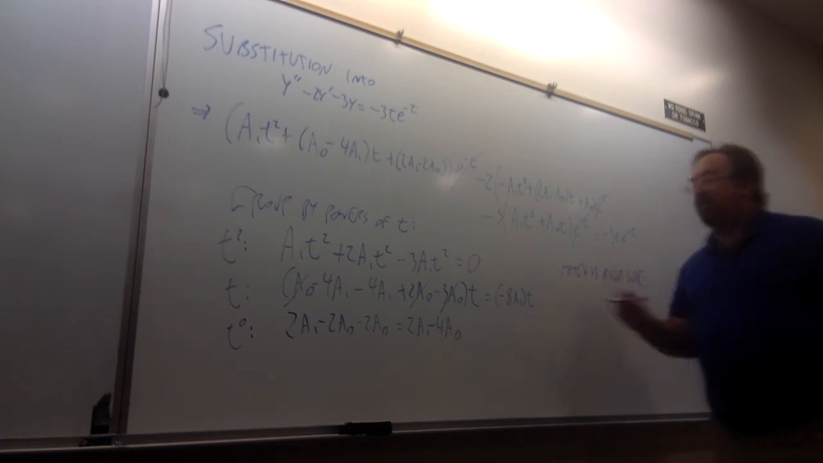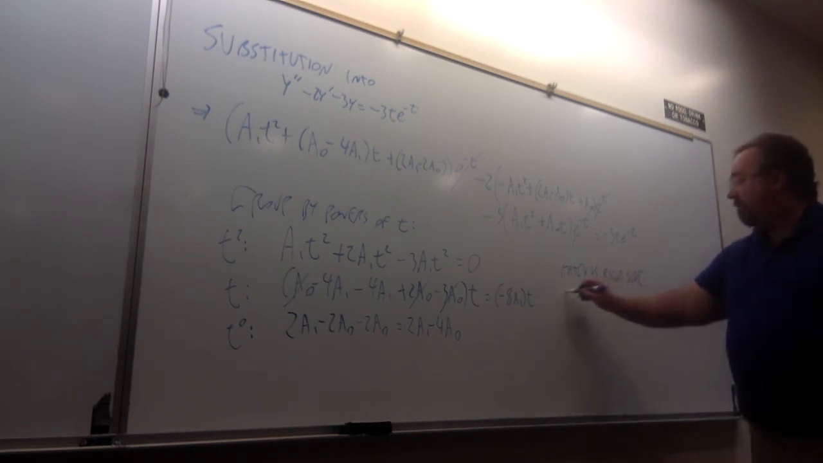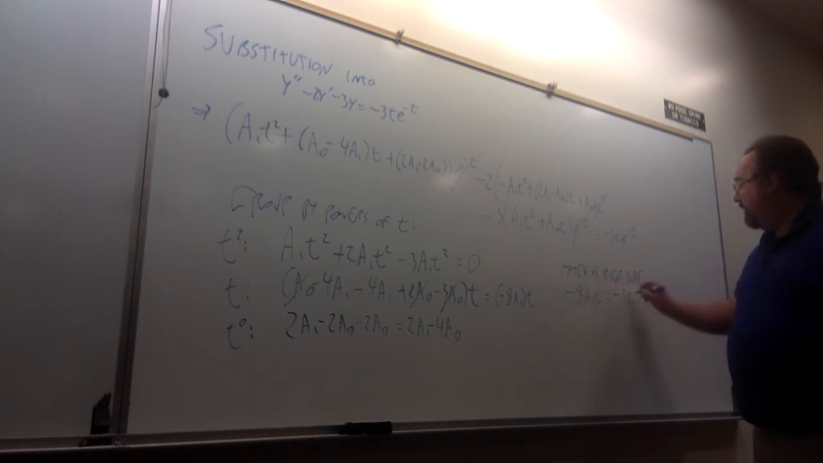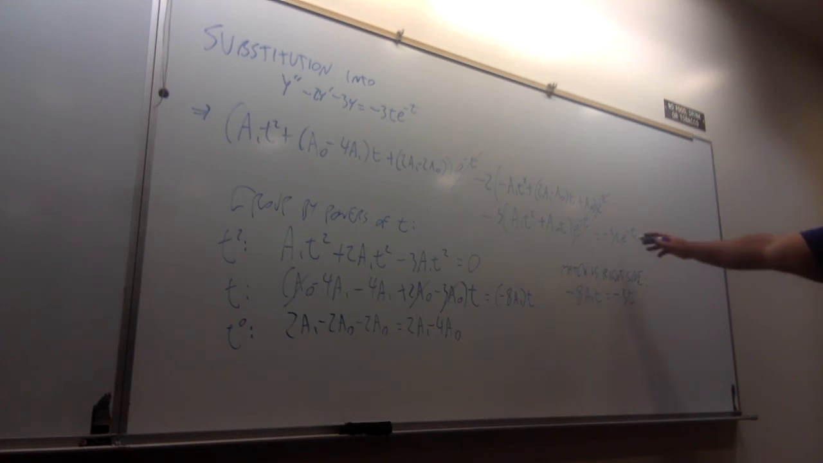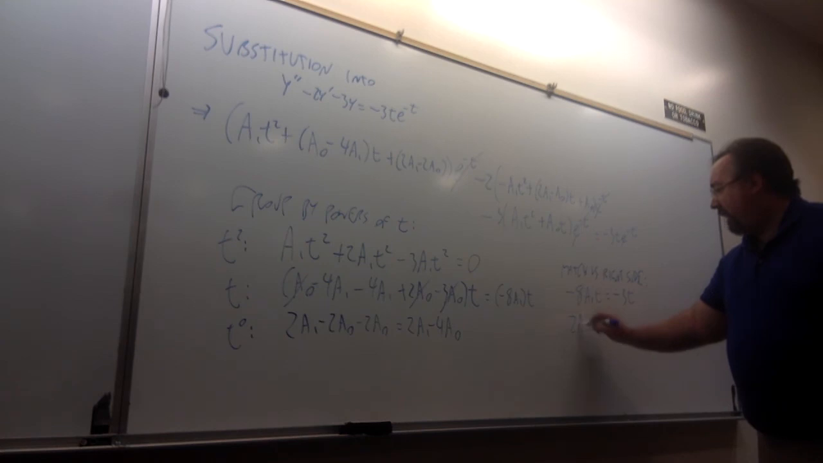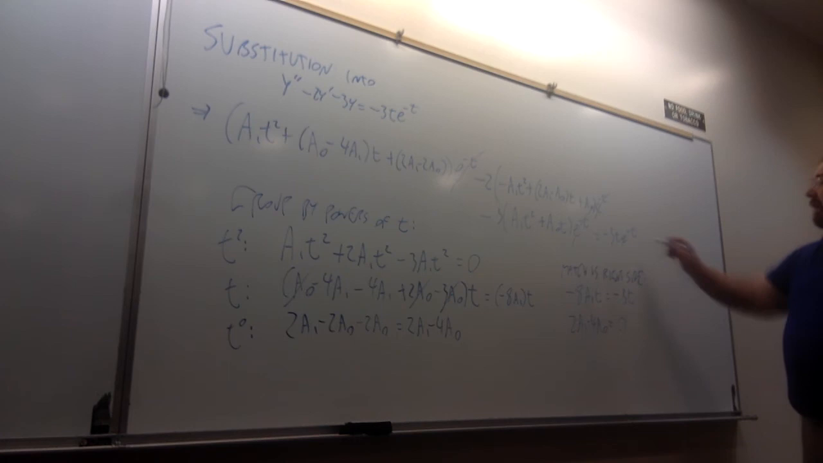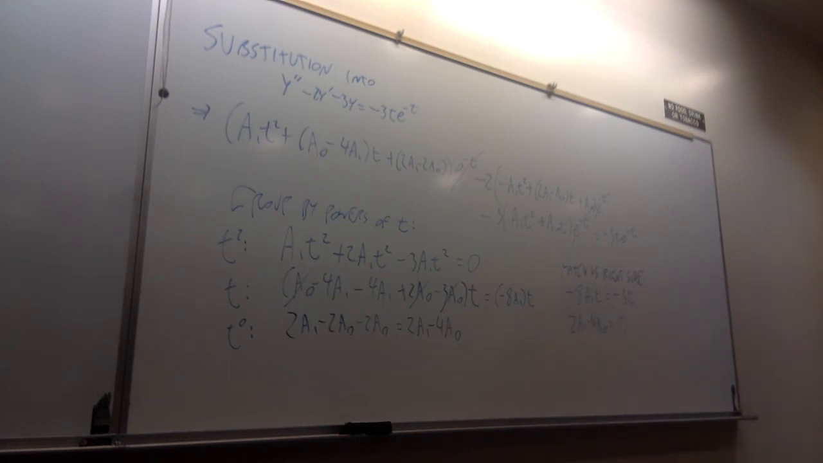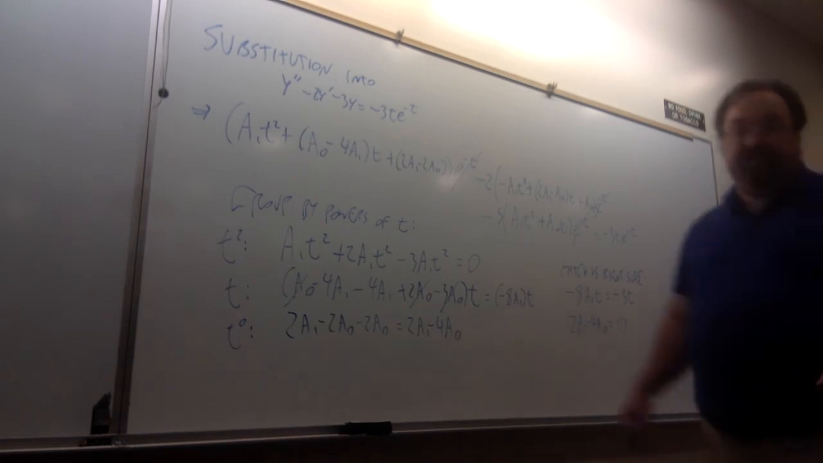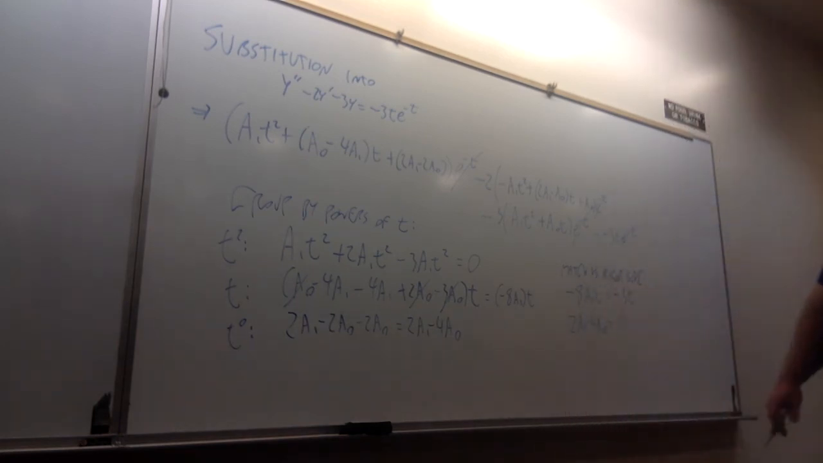So if you match this against the right-hand side, what do we have? We have minus 8a1t must be equal to minus 3t, because of a minus 3t right here. And then we have 2a1 minus 4a0 must be equal to 0. Why? Because there's no term on the right side that's a constant times e to the minus t. So all of that has to go away.